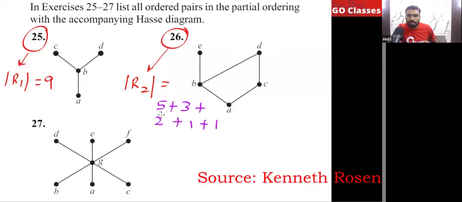Okay, is this clear? So very simple. Your final answer is going to be 12. Yes or no? Very simple. Okay, tell me about the cardinality here. What is the cardinality of R3?